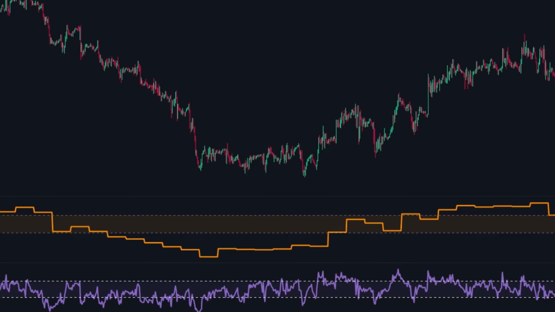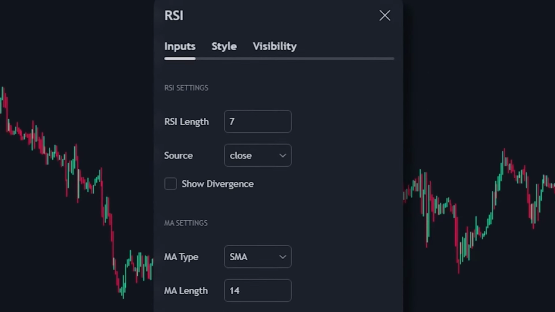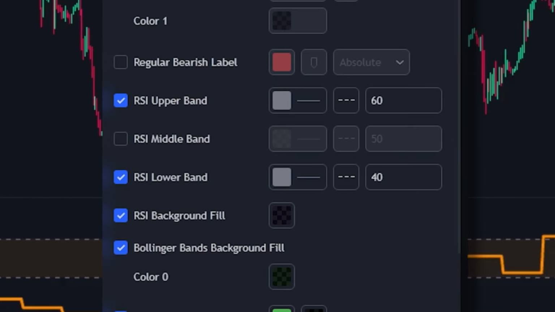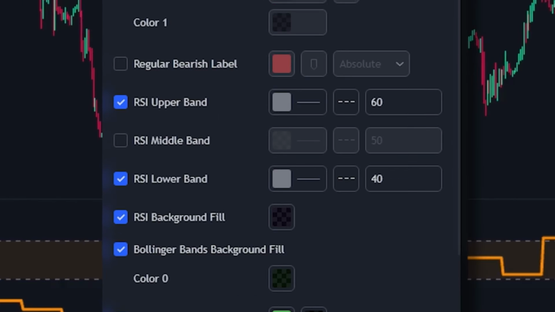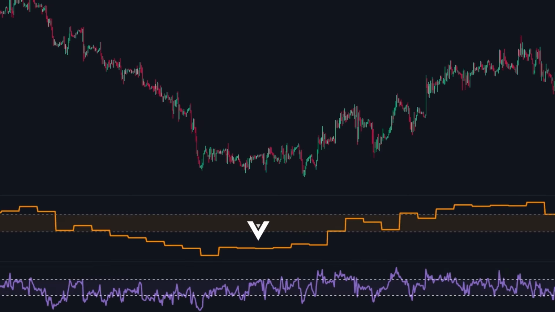First, add two RSI indicators to the chart. To represent the daily chart values, set the first RSI's period to 7 and the time frame to 1 day. Set the overbought and oversold boundaries to 60 and 40 respectively. Make sure to change the color of the RSI lines to distinguish between levels. For this video, I'll use orange for clarity.